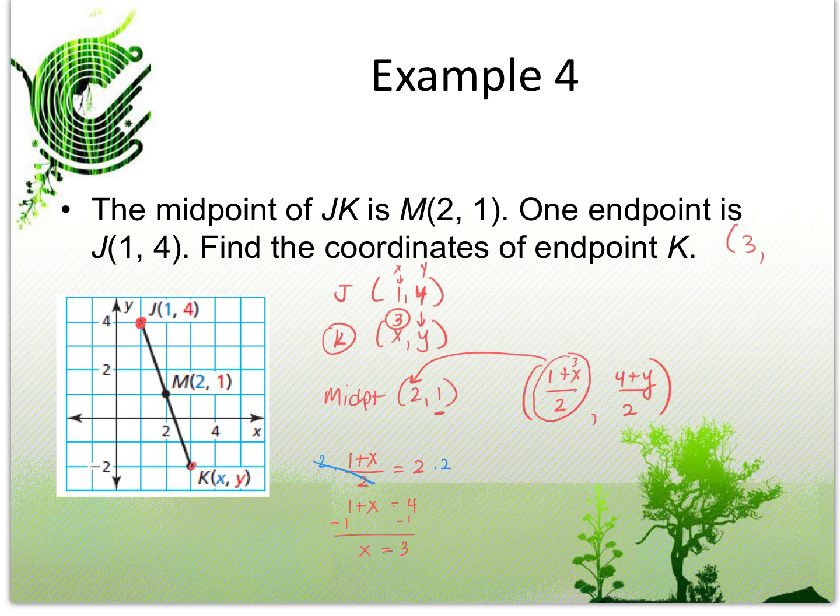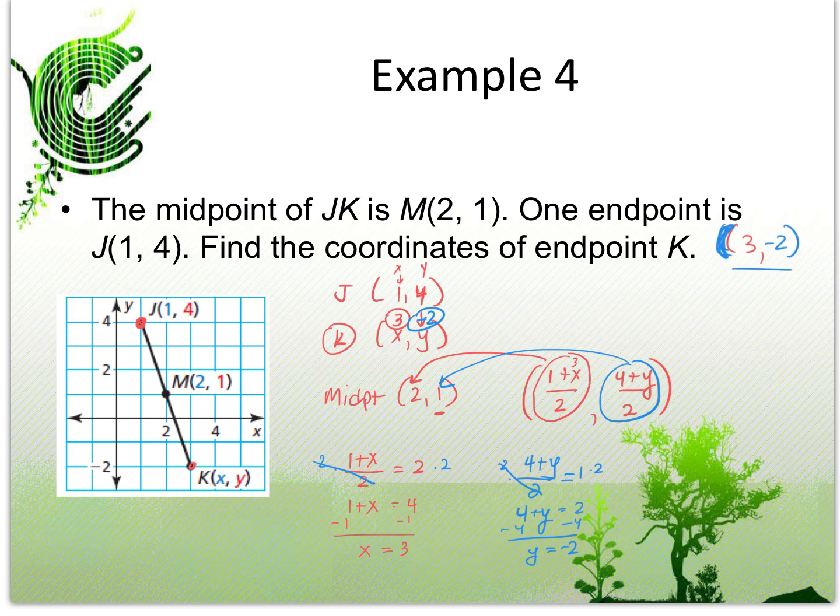Now I'm going to do the same thing for the y. I know that 4 plus y divided by 2 has to equal the y value of the midpoint, which is 1. So I'm going to be ready to solve this. Again, I'm going to multiply by 2. I get 4 plus y equals 2. Subtract 4 from both sides, and I get that y equals -2. And so I know that the y value of point K is -2. And so guess what? There's my endpoint K.